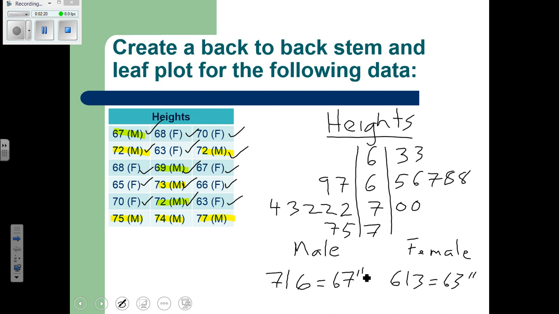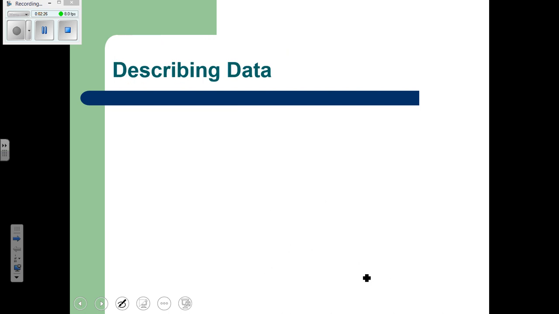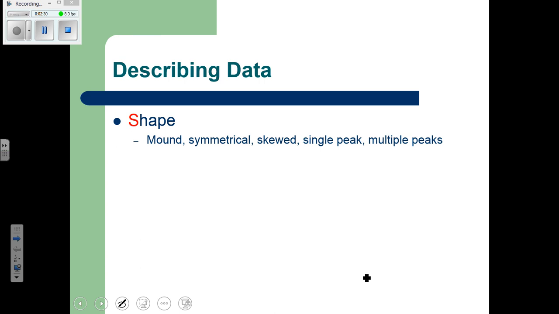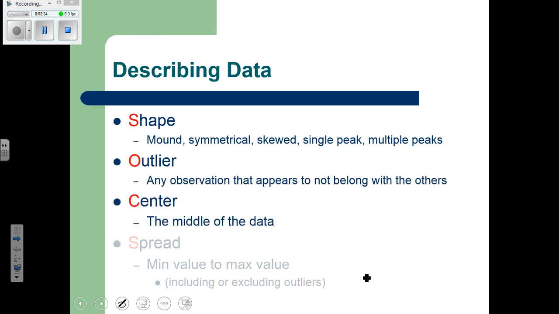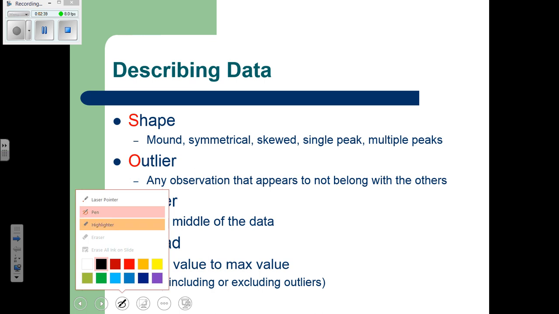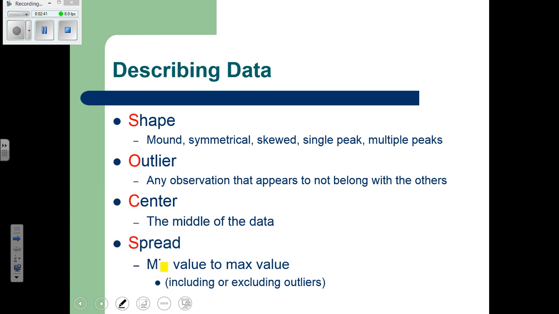And what that allows us to do is now we can start to compare, like, hey, it does look like males tend to be taller than females in this particular group. As we describe the data, there's 4 things we want to think about: shape, outliers, center, and spread. As the unit progresses, we'll talk more about these, but the big one today that we'll touch on is shape.